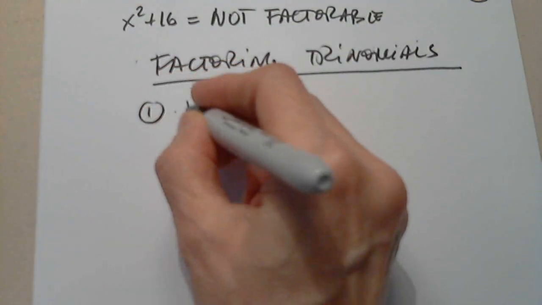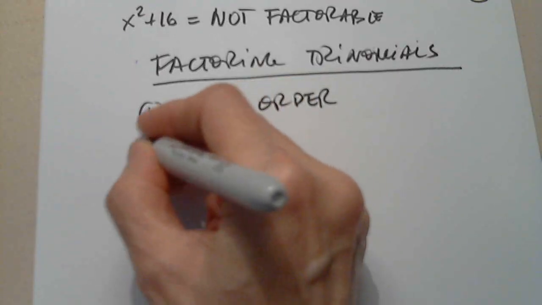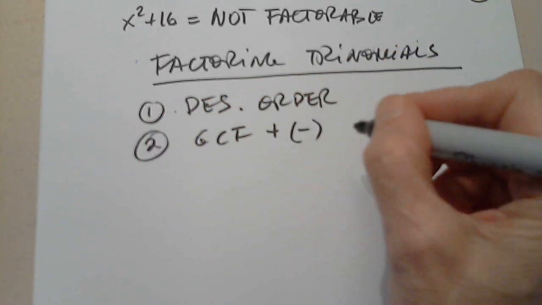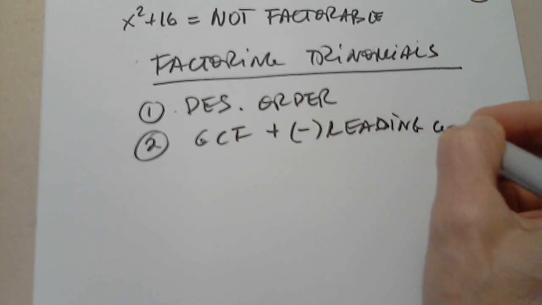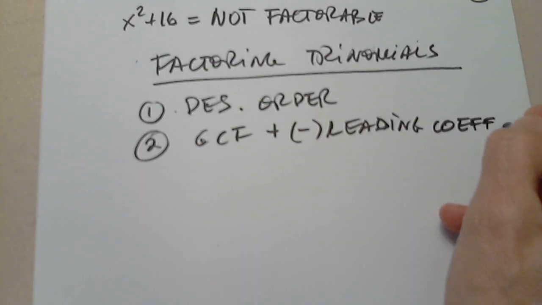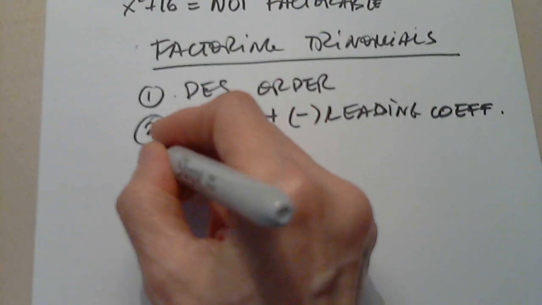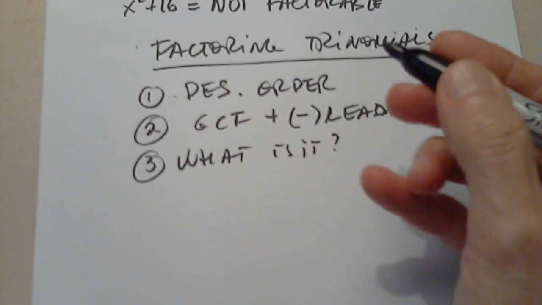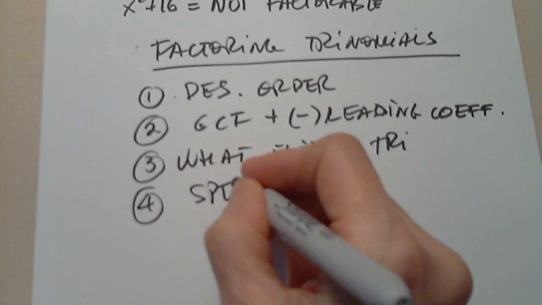1, descending order. Always. 2, greatest common factor plus negative leading coefficient. They can be in the same step. 3, what is it? And the answer in this case is a trinomial. 4, of course, special products.